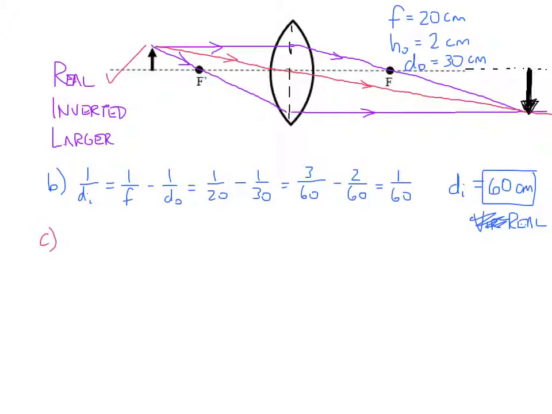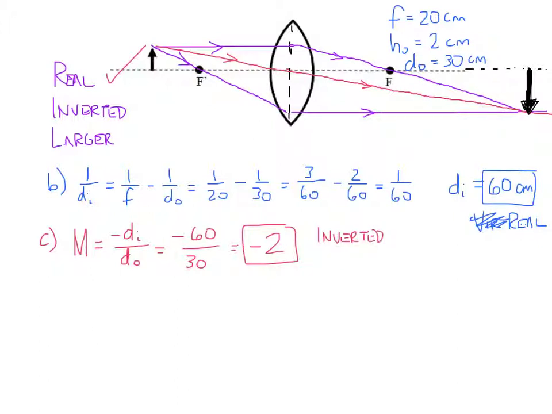For part C, the magnification is equal to negative di over do. So that's going to be negative 60 over 30. You get a magnification of negative 2, which means that the negative tells you it's inverted. So that checks out. And the fact that the number is bigger than 1 tells you that it is larger. So that checks out. And then for part D, the height of the image is equal to m times ho. So negative 2 times 2 centimeters is equal to negative 4 centimeters.